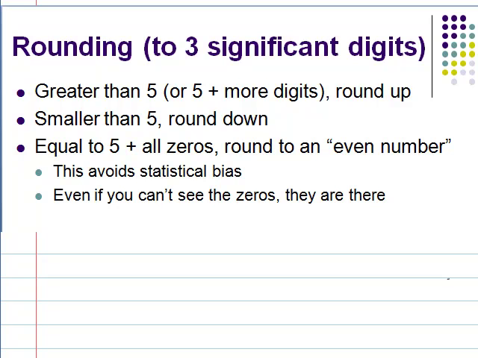So say we've got 3,924, and we want to round it to three significant digits. So we count 1, 2, 3, and this is the number that we look at. So is it greater than 5 or smaller than 5? It is smaller than 5.